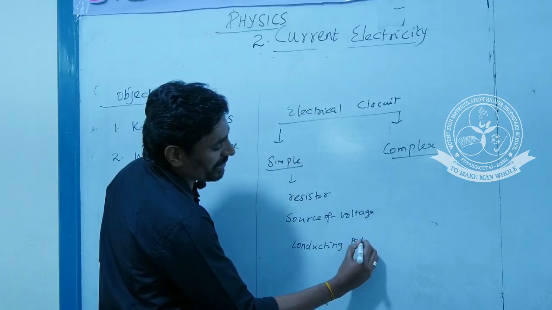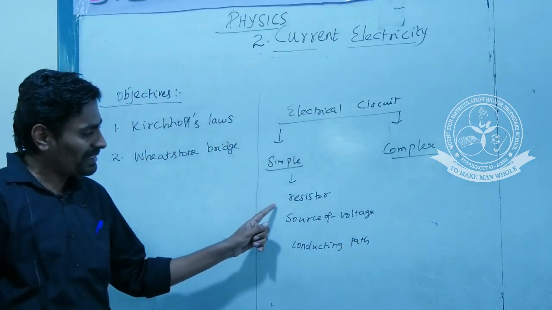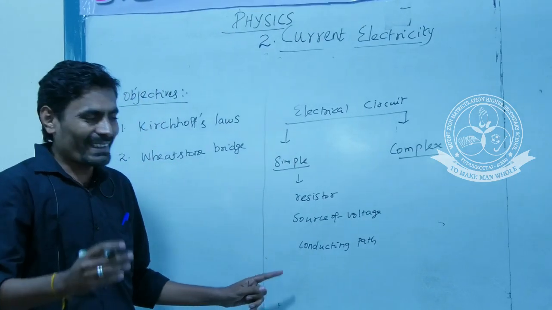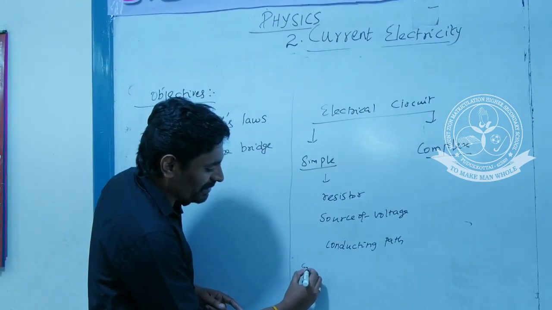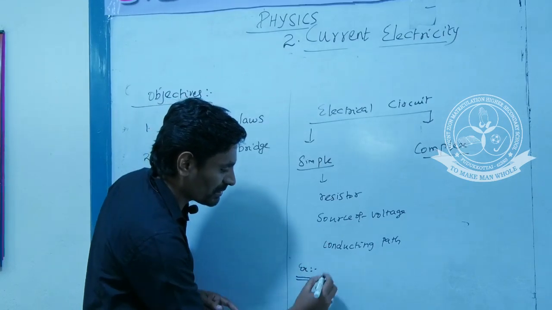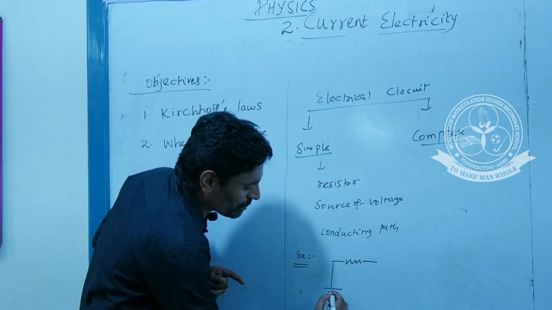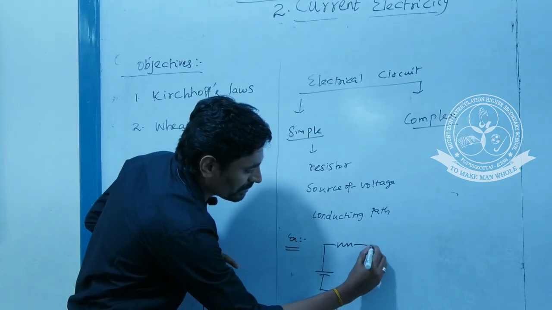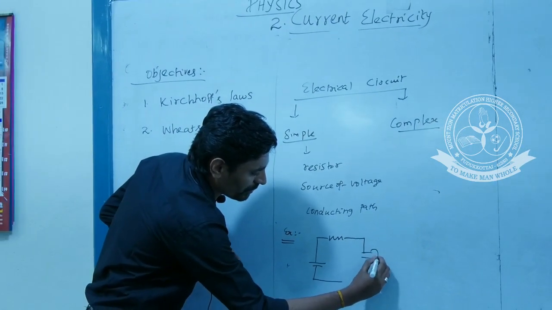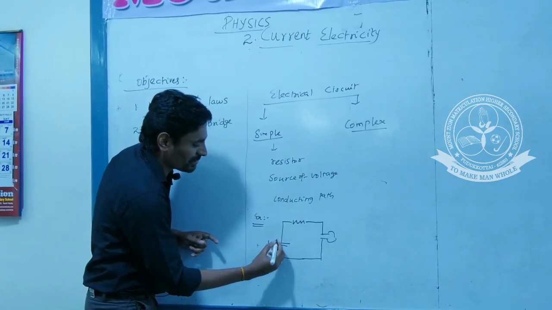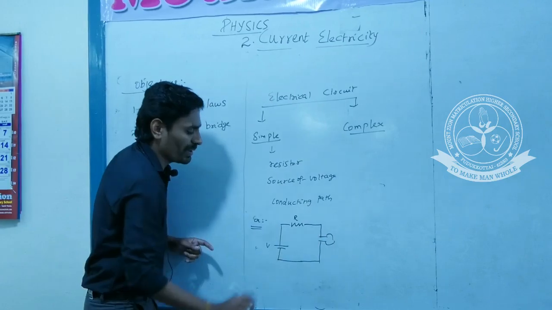So the simple circuit has three components: one is the resistor, the second is the source of voltage, and the third is the conducting path. For example, in a simple circuit, to drive one resistor there is a source of voltage connected with one bulb. It has a simple resistor, so V or bulb.